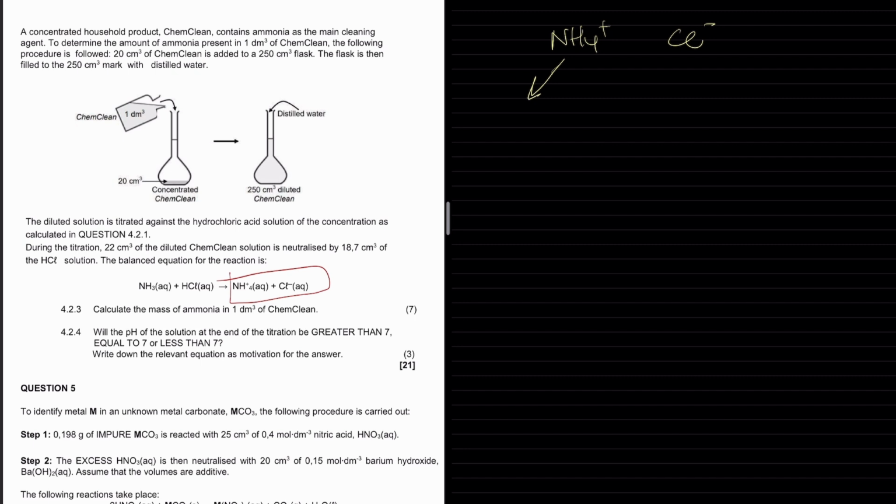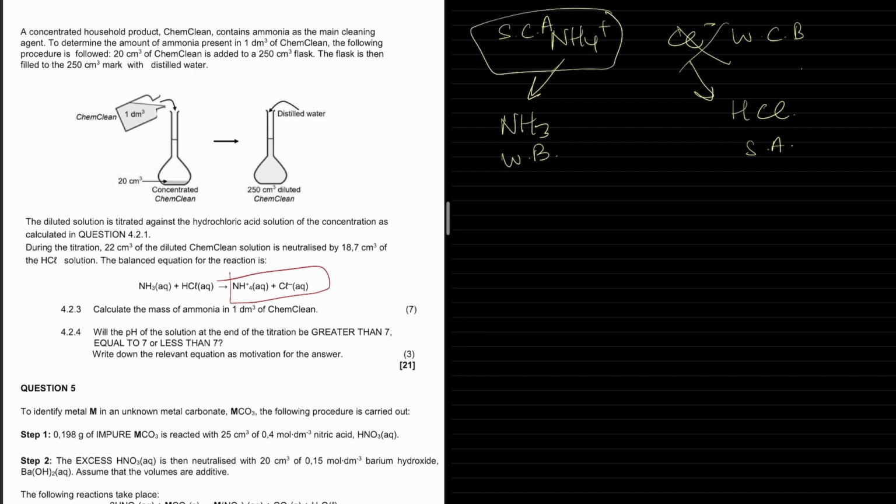Now the NH4+ came from NH3 and the Cl− came from HCl. So HCl is a strong acid, so this will be a weak conjugate base. It's not going to undergo any reaction. NH3 is a weak base, so this is going to be a strong conjugate acid.